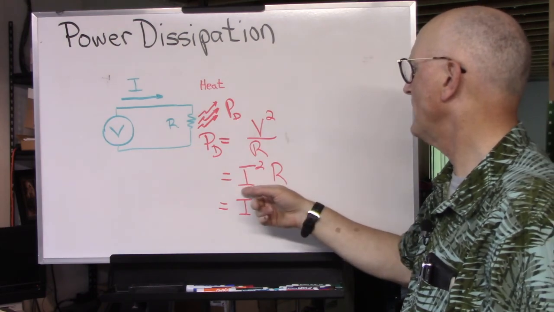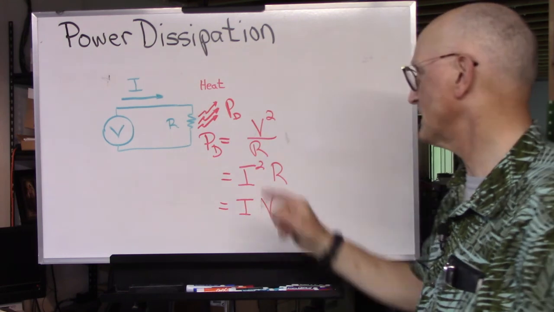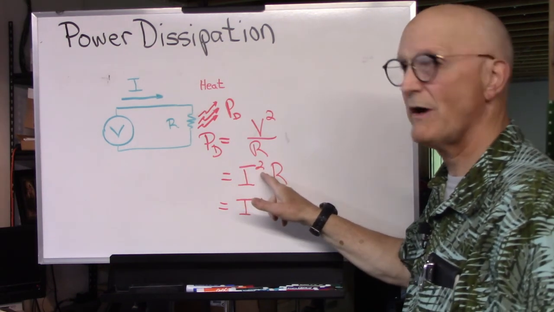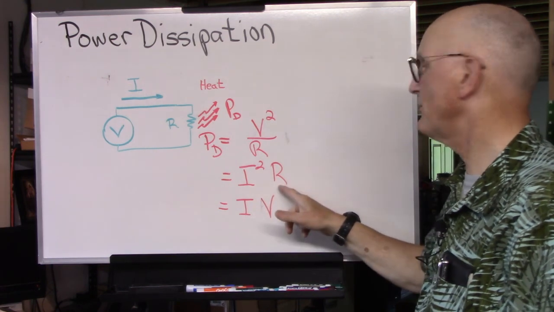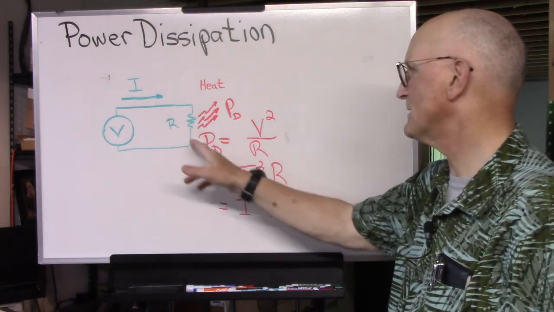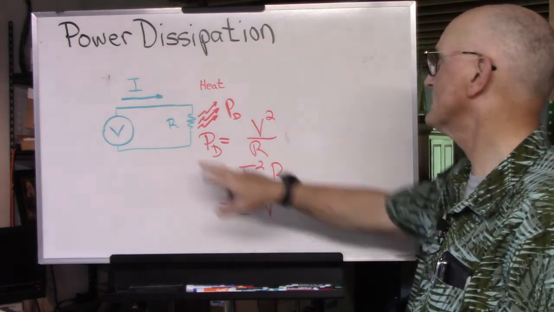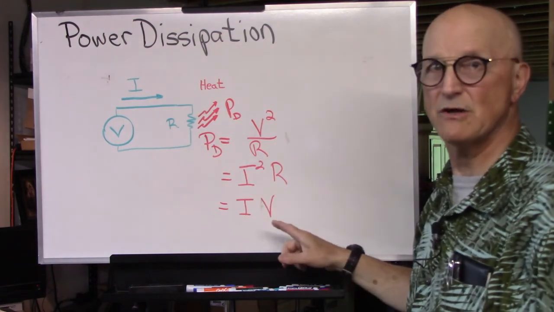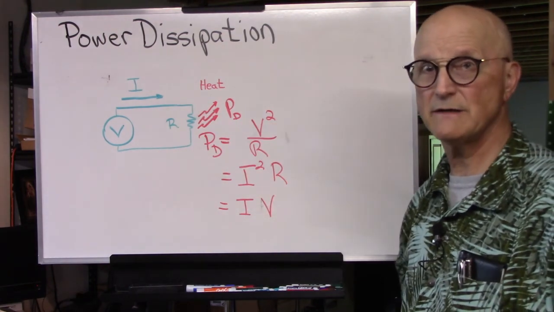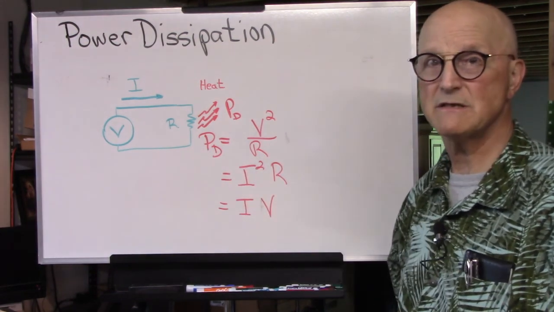The second one is the current that will be passing through the resistor. You take that value in amps and you square that value, you multiply it by the resistance in ohms, and you get the power dissipation in watts. The last one is the current that you expect to go through the resistor times the voltage applied across the resistor will also give you the power dissipation in watts.